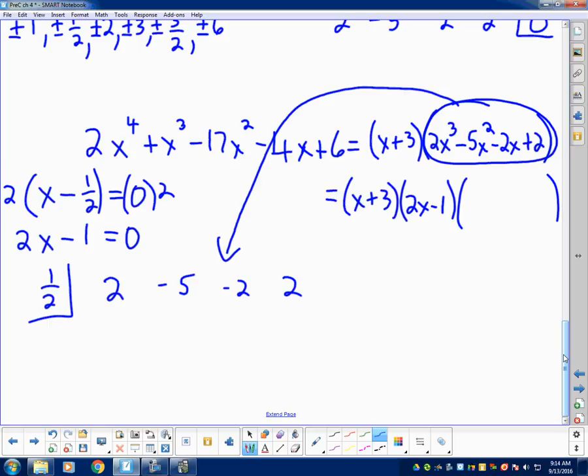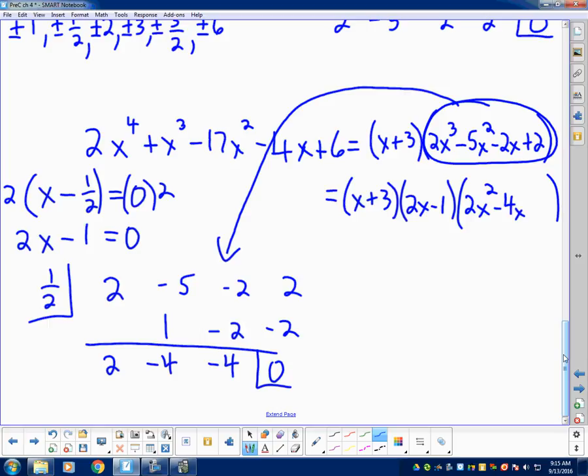Okay, so bring this down, bring the 2 down. Half of 2 is 1. That's -4. Half of -4 is -2, and then 0. So here's what I have left over: 2x squared minus 4x minus 4. So I'm getting this thing factored. I have 2 of the rational factors.